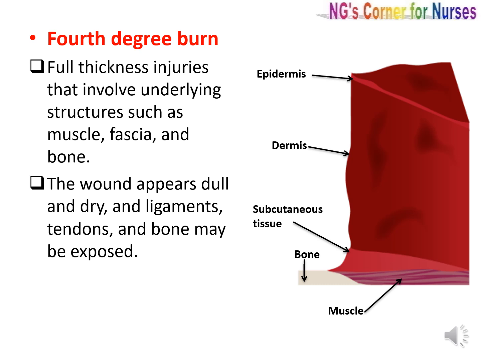And the last one is the fourth degree burn. It is a full thickness injury that involves underlying structures such as muscle, fascia and bone. The wound appears dull and dry, and ligaments, tendons and bone may be exposed.